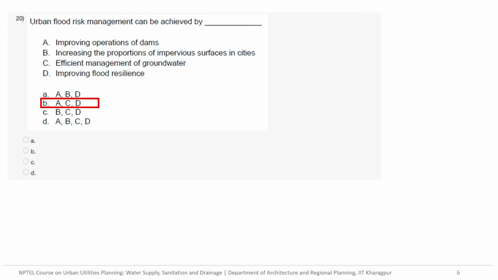Basically, improving operations of dams will improve risk management. Efficient management of groundwater would improve flood risk management because we are enabling more water to percolate into the ground. Improvement of flood resilience will also improve flood risk management. Essentially, this is settlement having the capacity to bounce back to a previous state, which is resilience. However, increasing the proportion of impervious surfaces in cities might lead to problems because of increased velocity of water or increased speed of the runoff, which adds to flood risk.